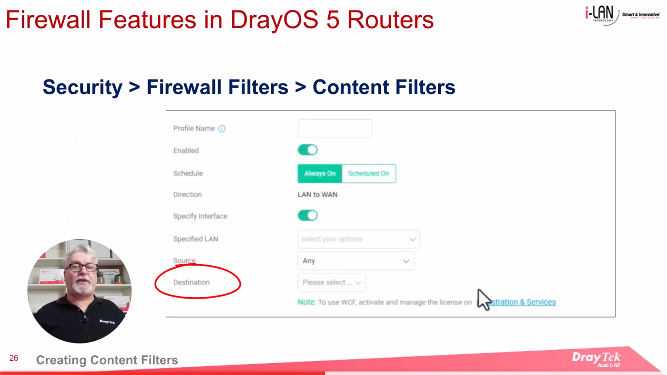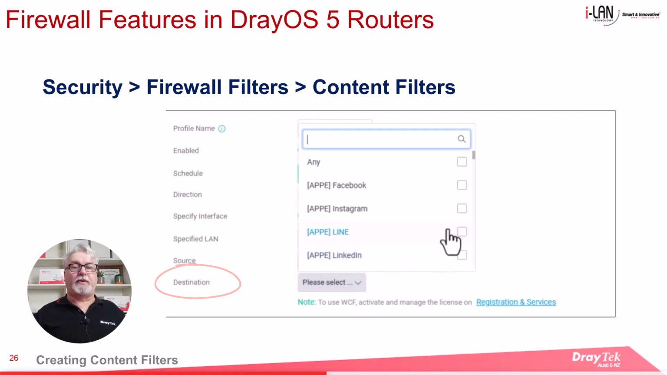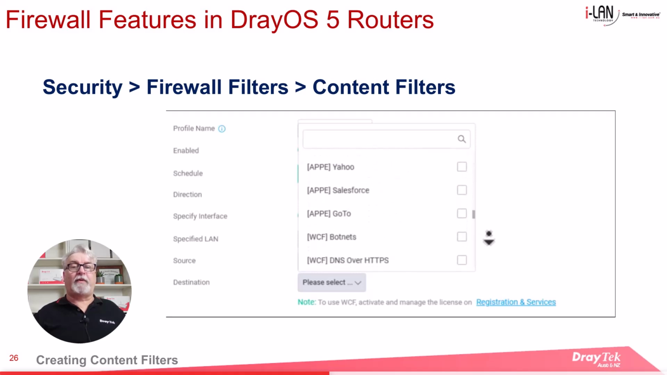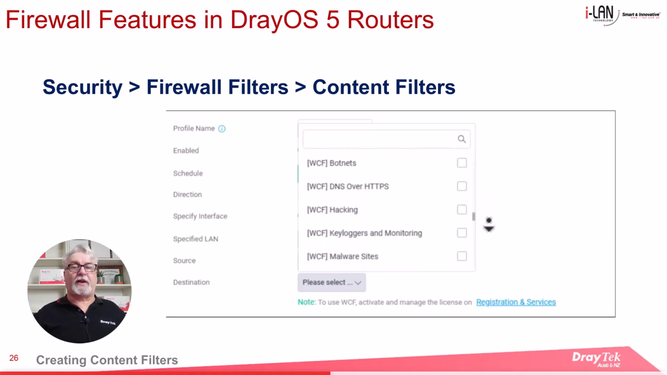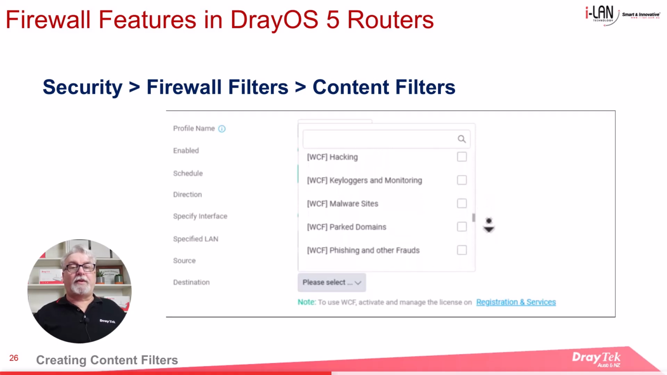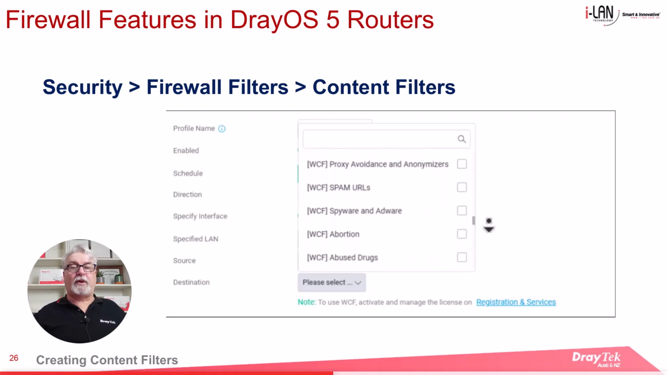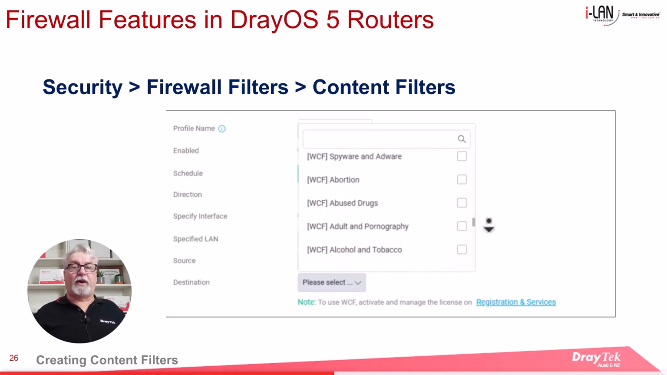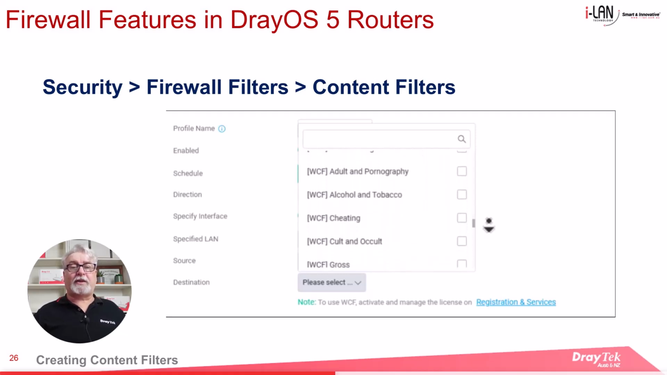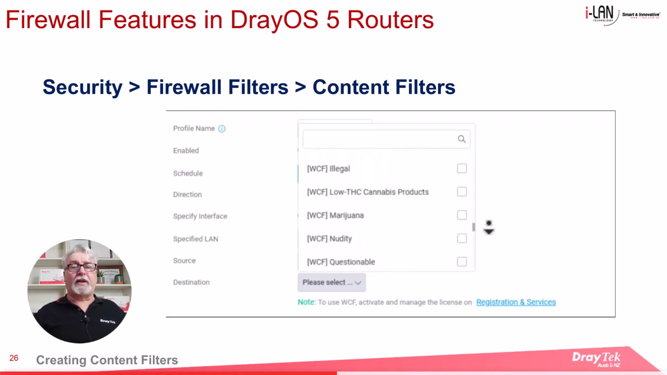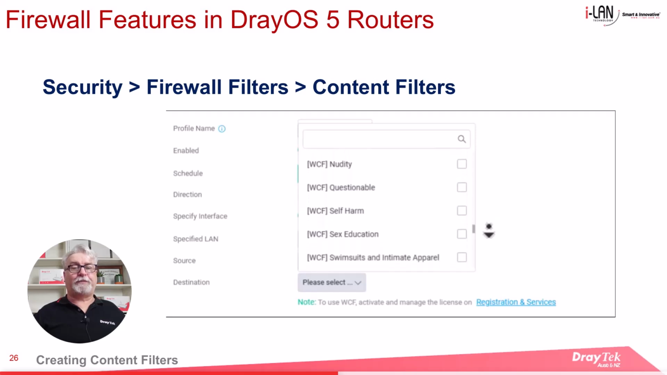For destination, choose the APPE or WCF option you would like the content filter to apply to. There's a huge number of apps to choose from, and towards the bottom of the list you'll find the WCF selections. Note that the APPE service is free, but if you want to use the WCF as well, you'll need to get a WCF license. It's a subscription-based license renewed annually. We have a video covering this, and I'll include a link to it in the description below.